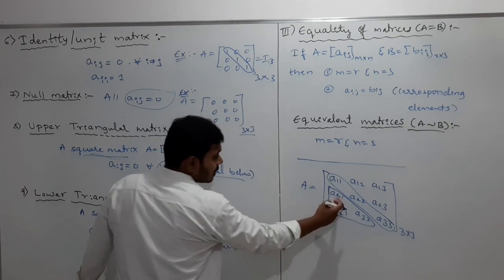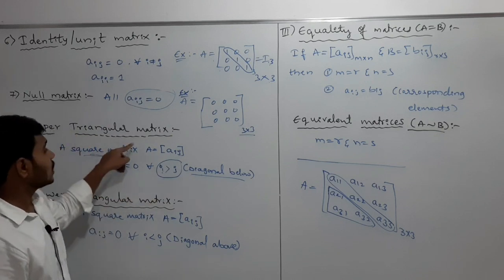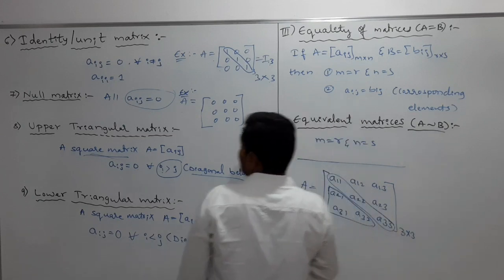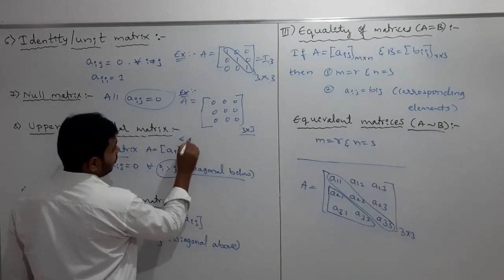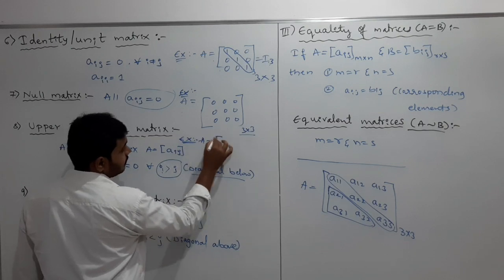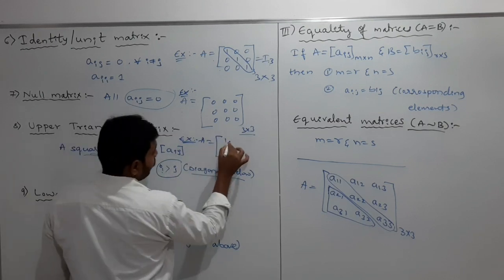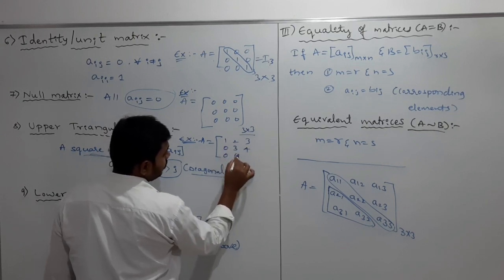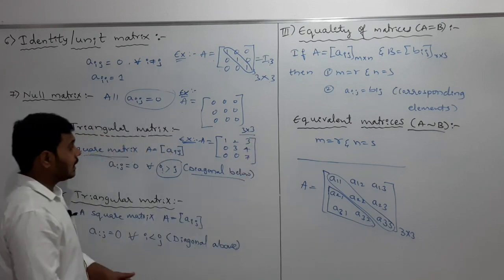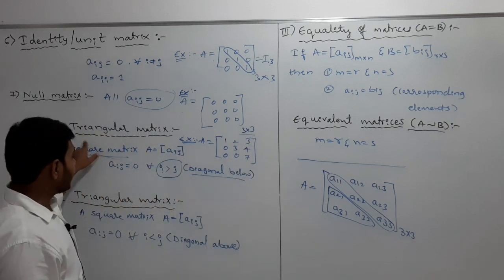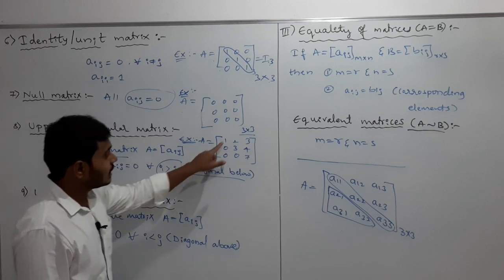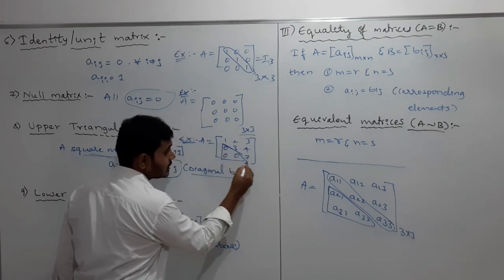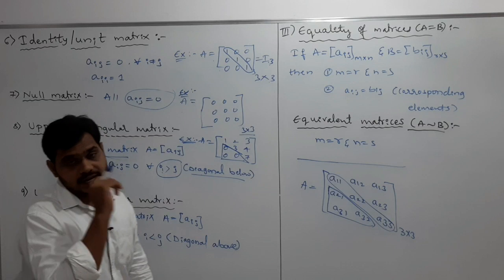Clear? So if all these values are equal to 0, then such a matrix we can call an upper triangular matrix. We can consider an example for the upper triangular matrix. Here we can take 1 2 3, then 0 4 5, and 0 0 7. So this is an example for the upper triangular matrix. Why is it an upper triangular matrix? Because all the elements below the principal diagonal are 0.